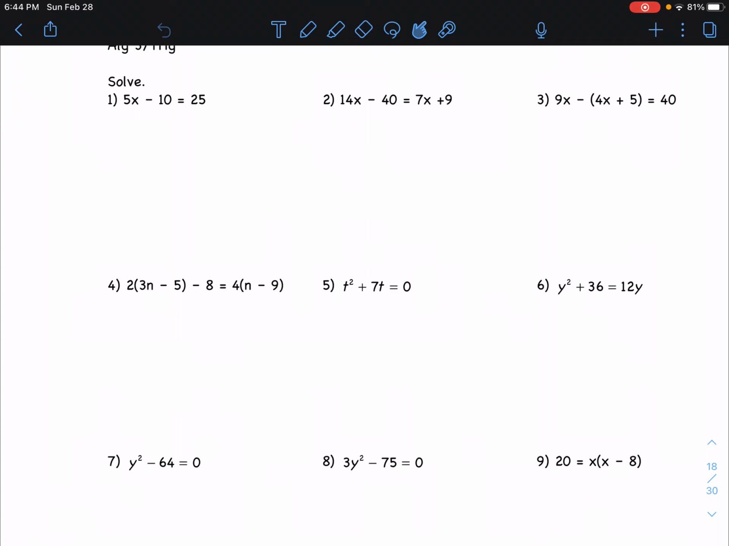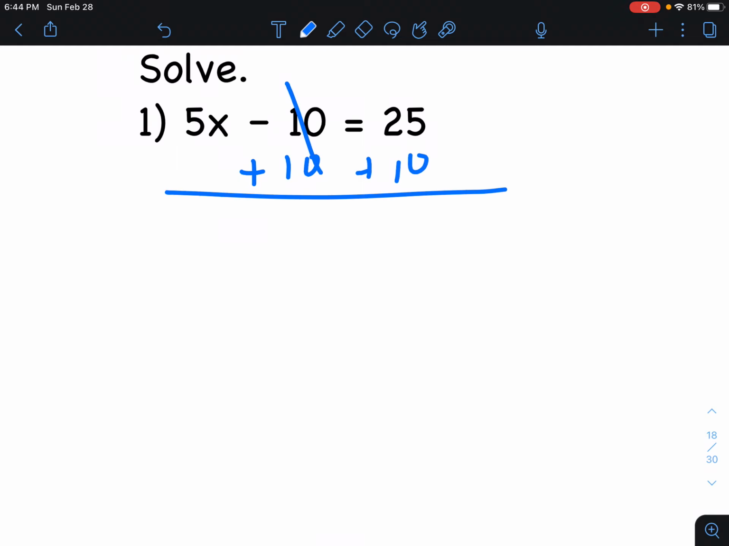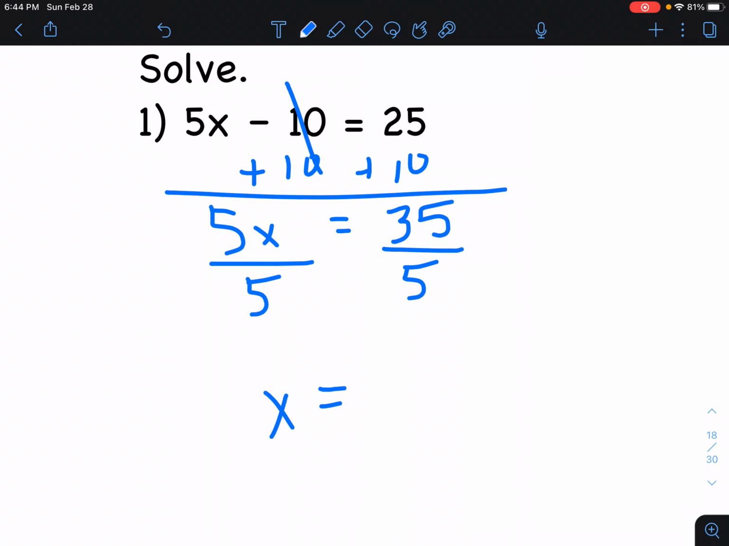Number one's a linear equation, so we're just getting x by itself. So the first thing we're supposed to do is add 10 to both sides. Now remember, make sure you guys are paying close attention here, maybe taking notes, because the quizzes very closely resemble the reviews. And then you divide both sides by 5 and we have x is 7.